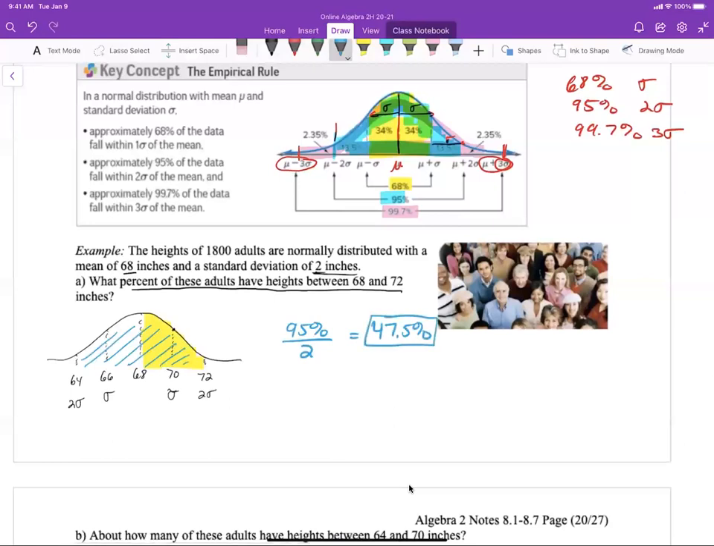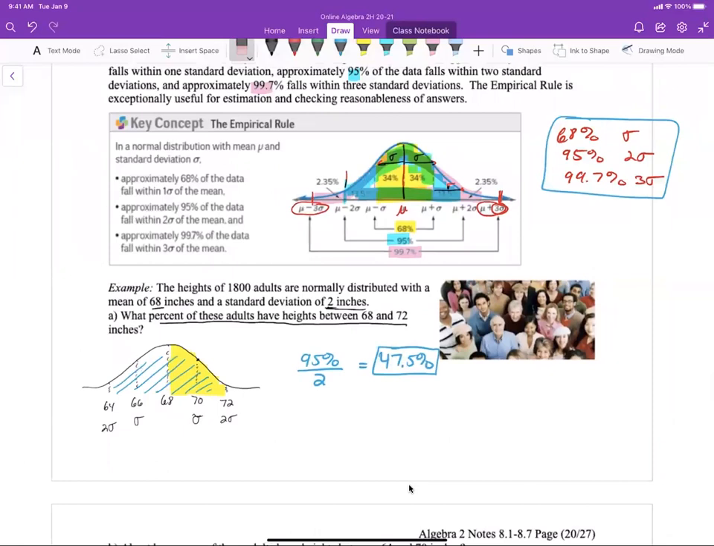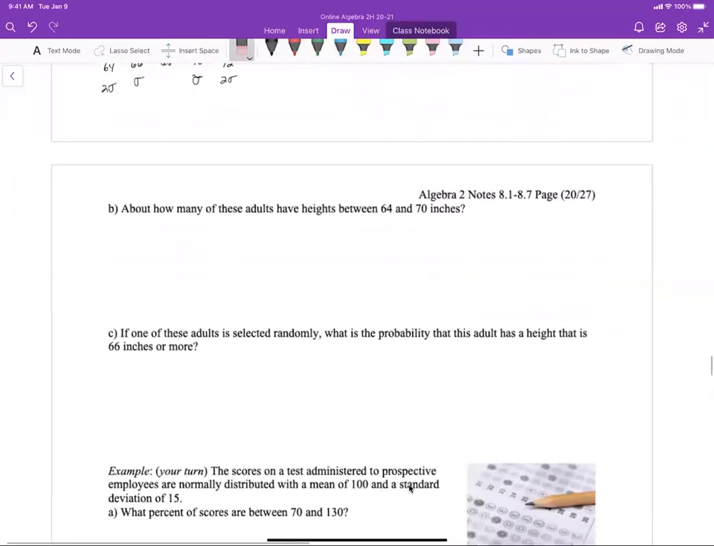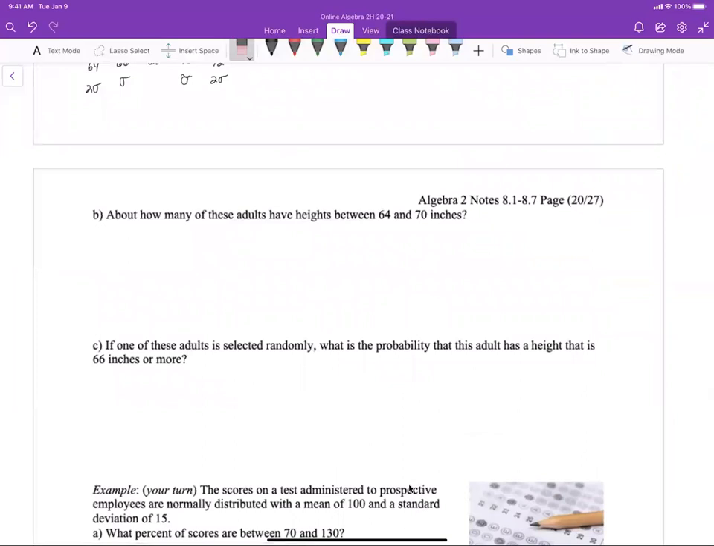So you definitely need to memorize these percentages. 1 sigma is 68, and that is between here and here. 2 sigma is 95, and that's between there and there. And then 3 sigma is 99.7%.